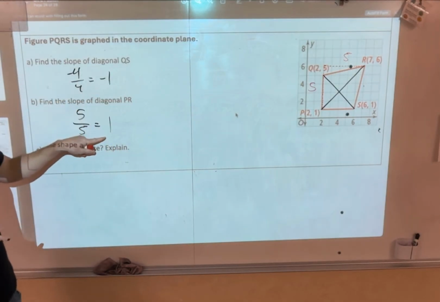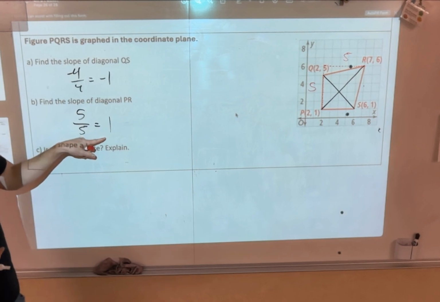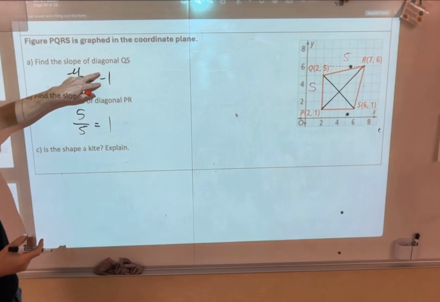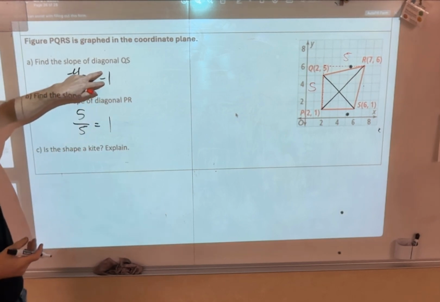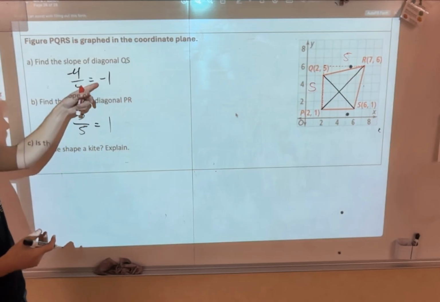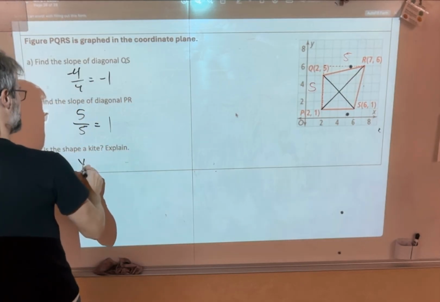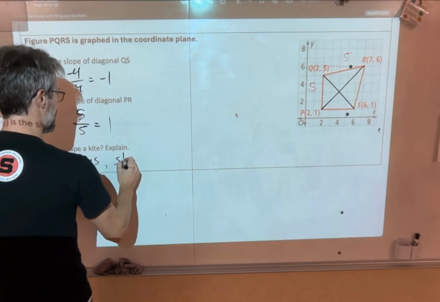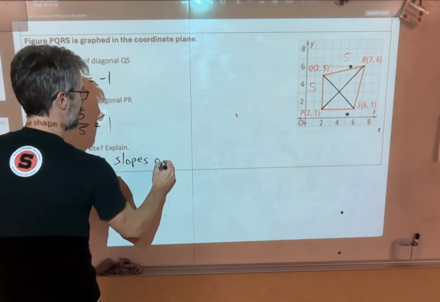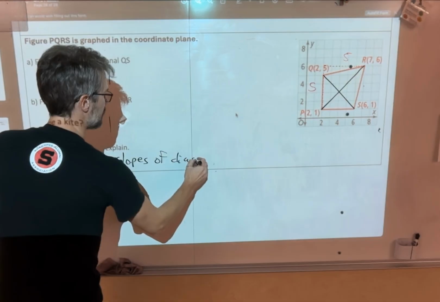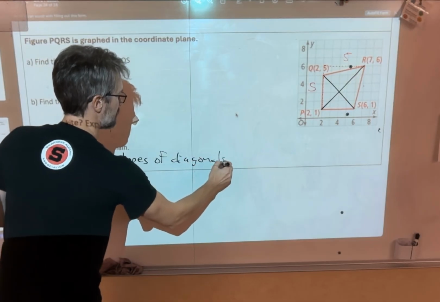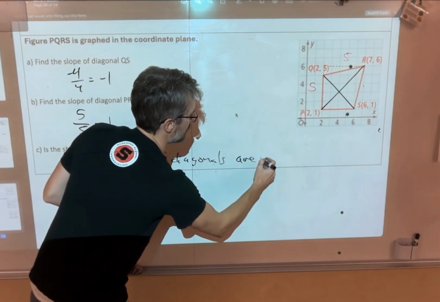Negative 1 and positive 1 are opposite reciprocals, right? If I flip the fraction and make it negative, 1 flips to just 1, and then it goes from negative to positive. So these are perpendicular. So this is a yes. And we can say that the slopes of the diagonals are perpendicular.